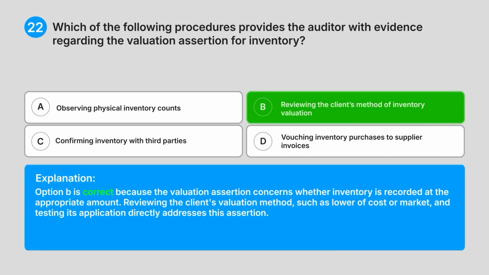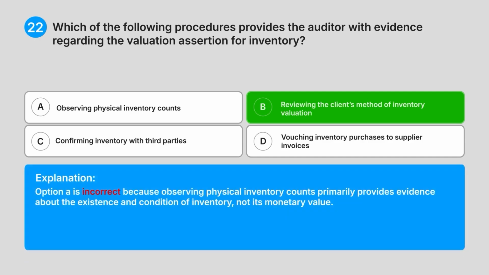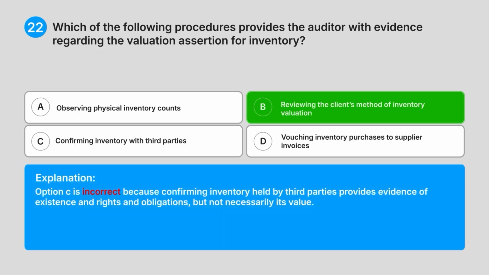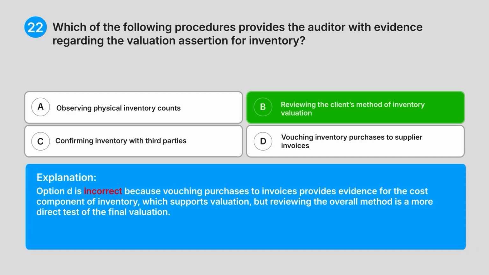Explanation. Option B is correct because the valuation assertion concerns whether inventory is recorded at the appropriate amount. Reviewing the client's valuation method, such as lower of cost or market, and testing its application directly addresses this assertion. Option A is incorrect because observing physical inventory counts primarily provides evidence about the existence and condition of inventory, not its monetary value. Option C is incorrect because confirming inventory held by third parties provides evidence of existence and rights and obligations, but not necessarily its value. Option D is incorrect because vouching purchases to invoices provides evidence for the cost component of inventory, which supports valuation, but reviewing the overall method is a more direct test of the final valuation.